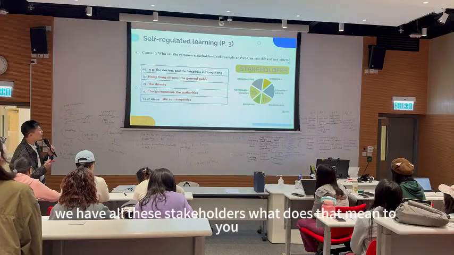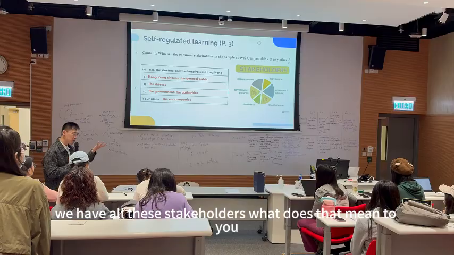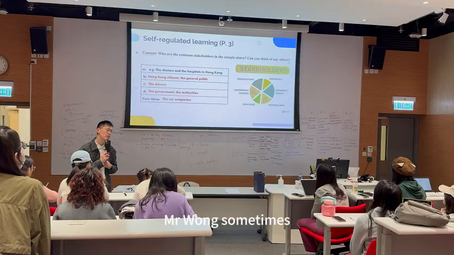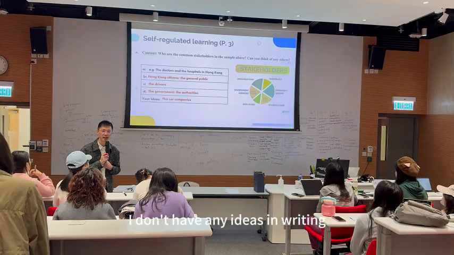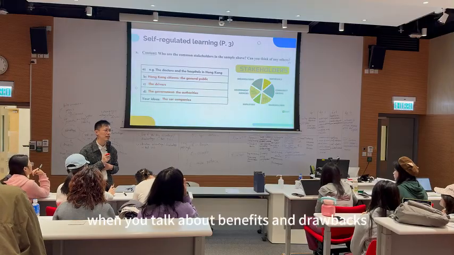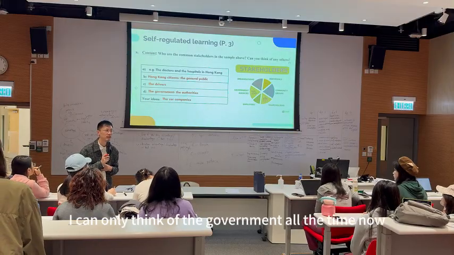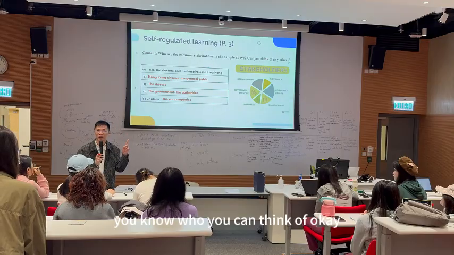Now, here, we have all these stakeholders. What does that mean to you? Mr. Wong, sometimes I don't have any ideas in writing. When you talk about benefits and drawbacks, I can only think of the government all the time. Now you know who you can think of.